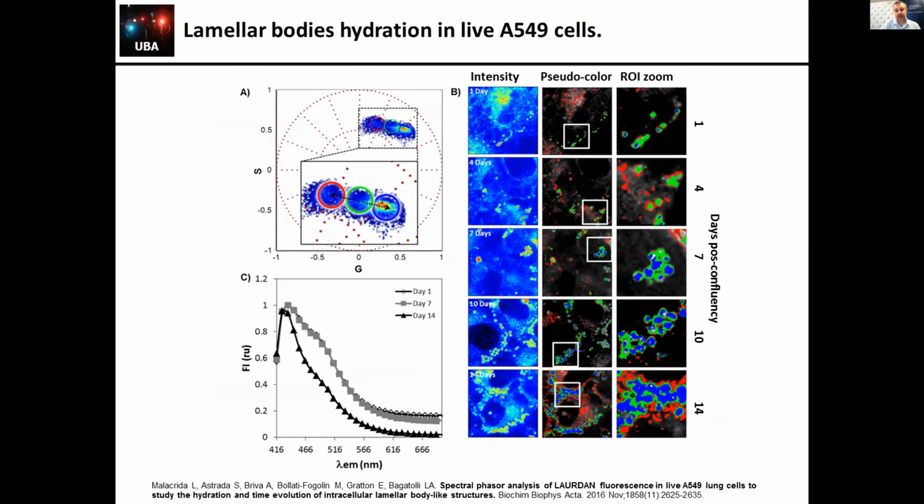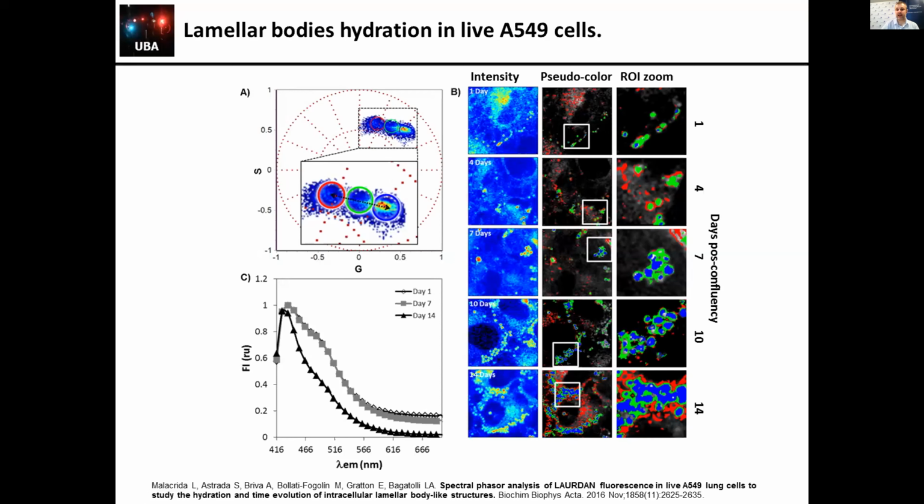But then we analyzed the spectral shift that the lamellar bodies suffer when going from day 1 post-confluence to day 14. And you may notice that, of course, the lamellar bodies grow, but they also change color. It means that you are moving from pixels within this cursor, blue, to green, and then to red. And you see that this is a linear combination. So the ones in the middle are basically combinations between the two ends of the different stages of the lamellar bodies.